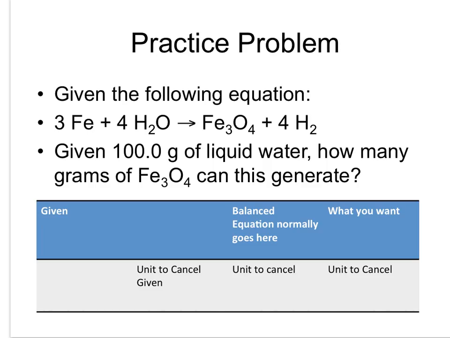So here's one I want you guys to try in a second. So I have a new equation. 3 iron plus 4 water goes to Fe3O4 plus 4 hydrogen. Given 100.0 grams of water, how many grams of Fe3O4 can this generate? So what I want you guys to do is have a sheet of paper, or pull up something separate on your iPad, work this problem out using the system, pause the video, then you can go to the next portion, and that'll have the answer.